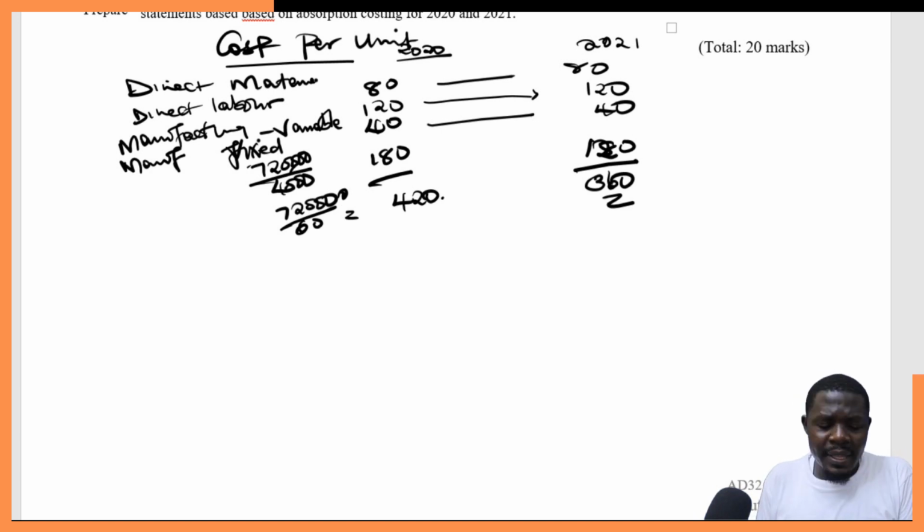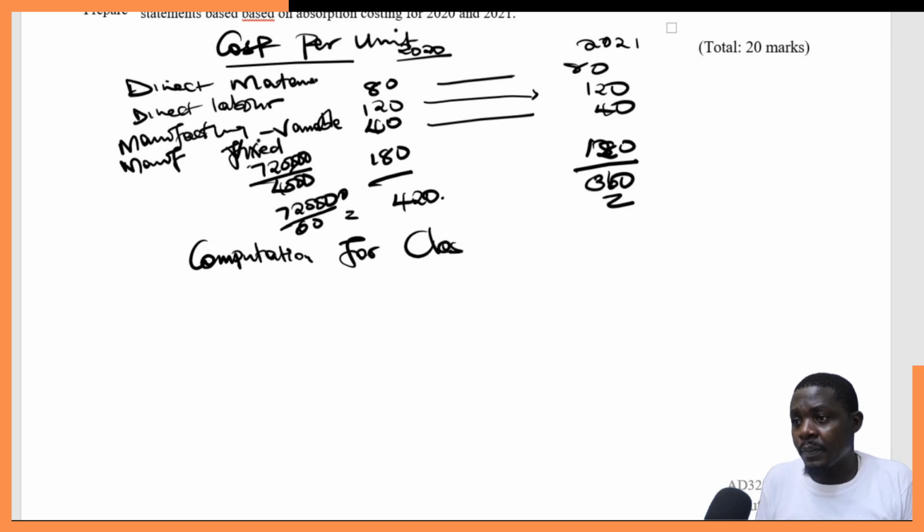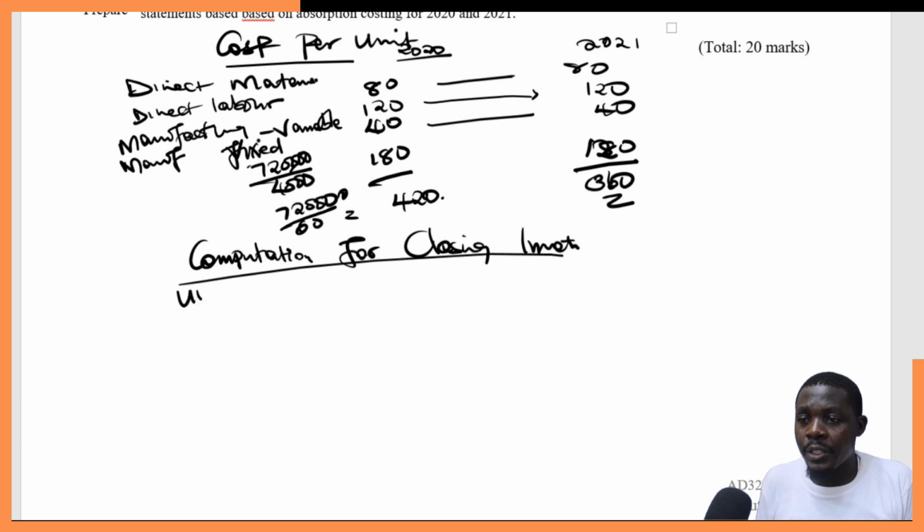The other thing, let me compute a computation for closing inventory. We have units produced. Remember, we are having two periods, 2020 and 2021. Now, units produced in 2020 were 4,000, and units produced in 2021 were 6,000.